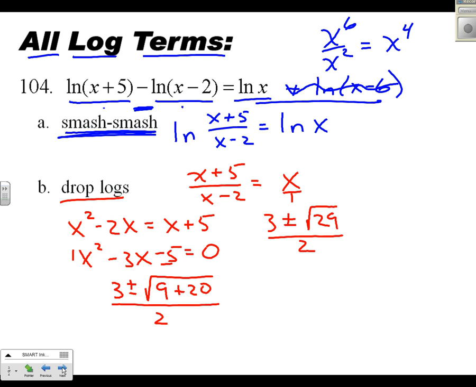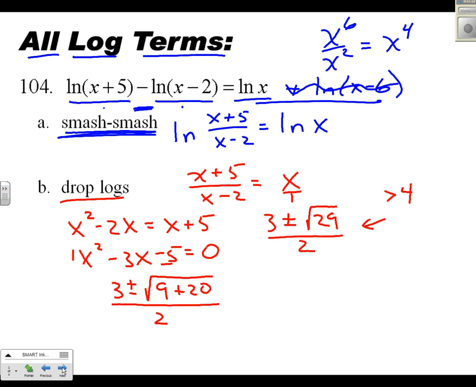Those are possible solutions. Now, the square root of 29 is just a little bit more than 5. So let's consider that. If I have 3 plus a little bit more than 5, that's a little bit more than 8 over 2, so a little bit more than 4. And if I have 3 minus a little bit more than 5, that's a little bit less than negative 2.